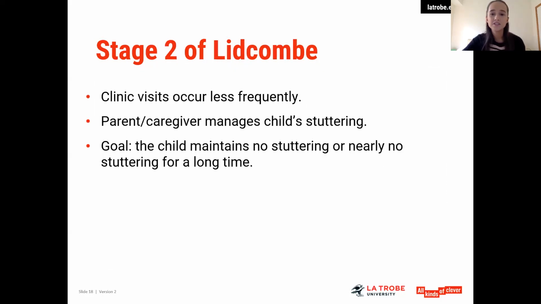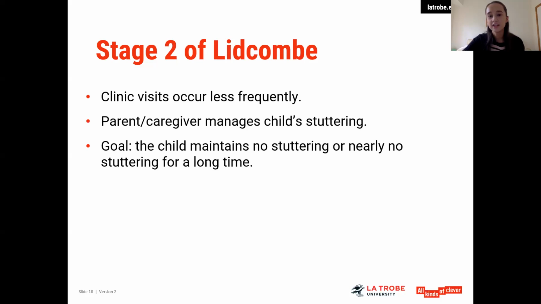The first two visits will occur once a fortnight. The next two visits will occur once every 4 weeks. The next two will occur once every 8 weeks. And then the final one or two will be at the 16-week mark. Stage two involves approximately 6 to 10 maintenance sessions before the child completes the program. The overall goal is that the child maintains no stuttering or nearly no stuttering for a long time. And we want the child to be able to consistently maintain their smooth speech without the need for ongoing feedback.